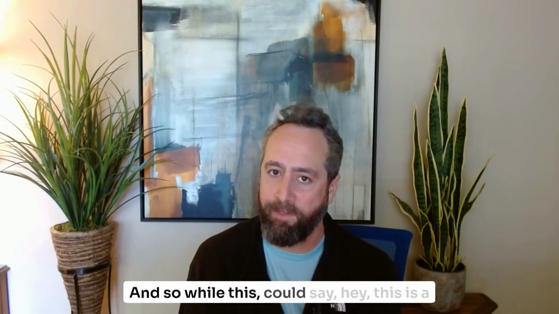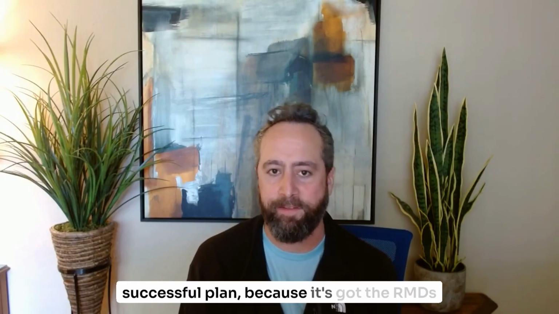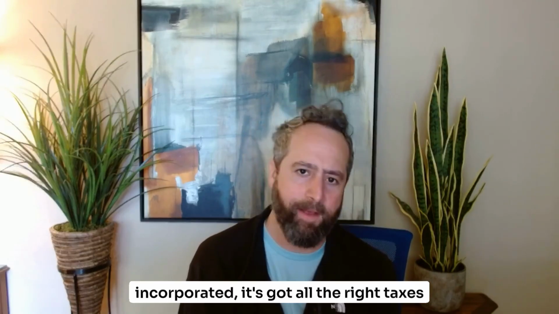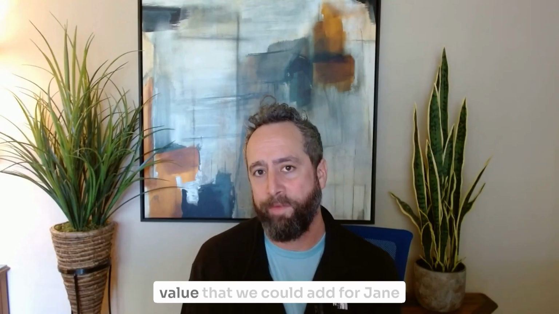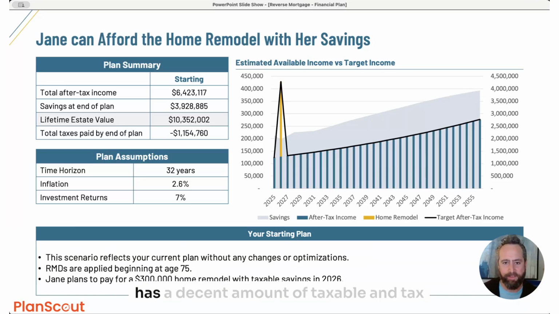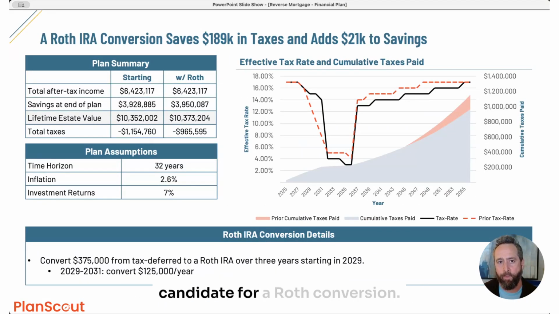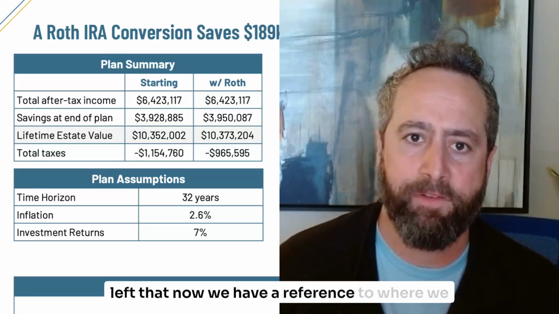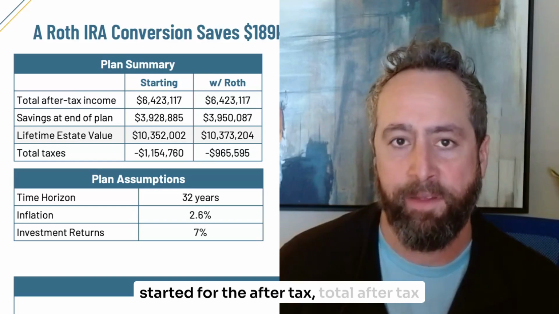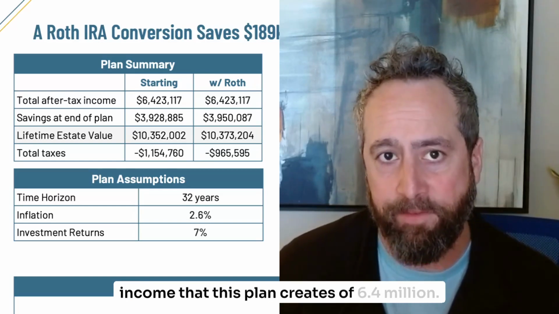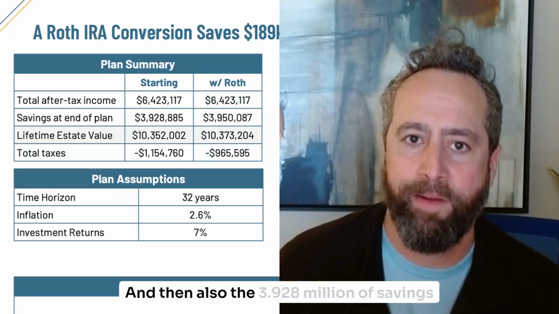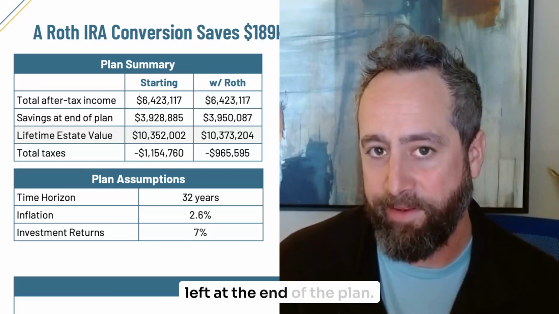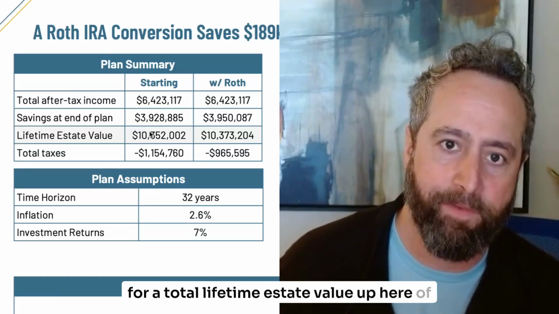While you could say, hey, this is a successful plan because it's got the RMDs incorporated, it's got all the right taxes and cash flow, we think there's a lot more value that we could add for Jane. What we looked at in this plan is, because she has a decent amount of taxable and tax-deferred assets, she's actually a good candidate for a Roth conversion. You can see in the plan summary in the upper left that now we have a reference to where we started for the total after-tax income that this plan creates of 6.4 million, and then also the 3.928 million of savings left at the end of the plan for a total lifetime estate value of 10.3 million.